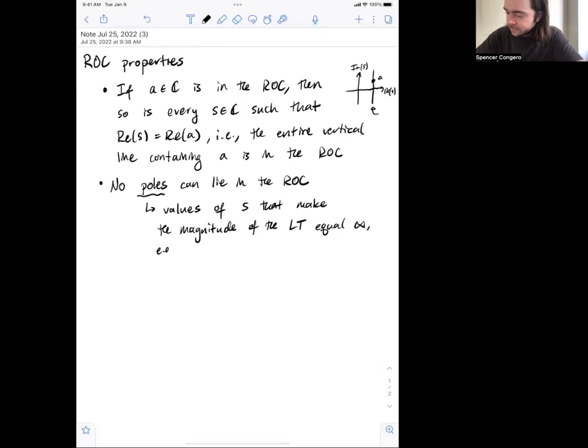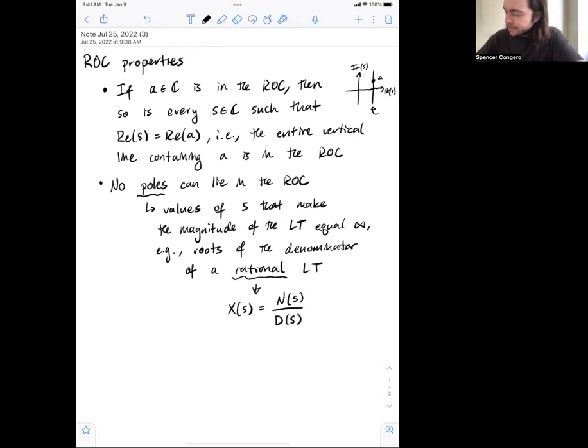For example, where it's going to play out for us mostly, these are roots, places where a function equals 0: roots of the denominator of a rational Laplace transform. I've got to tell you what rational means. Rational means that my Laplace transform X of S has some numerator and some denominator, where these are both polynomials in S.